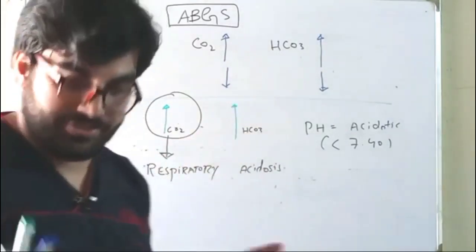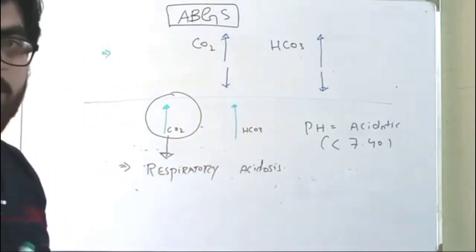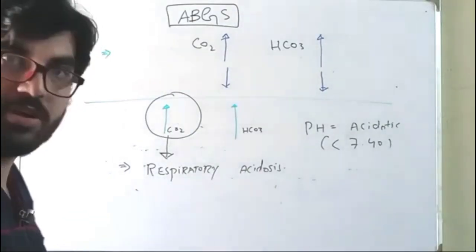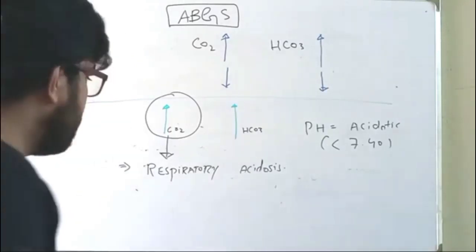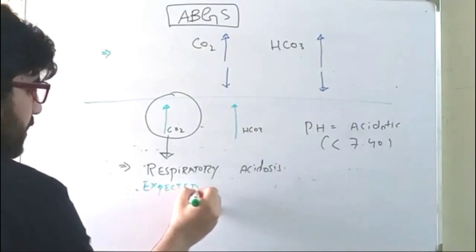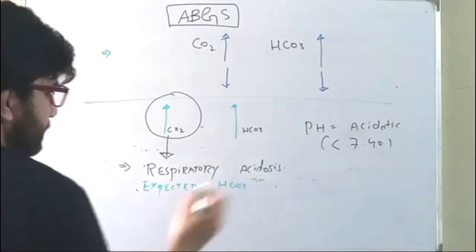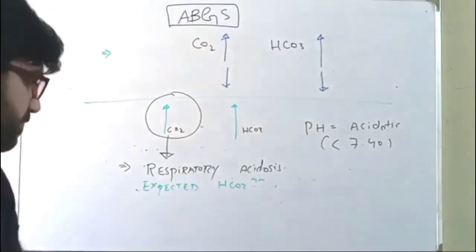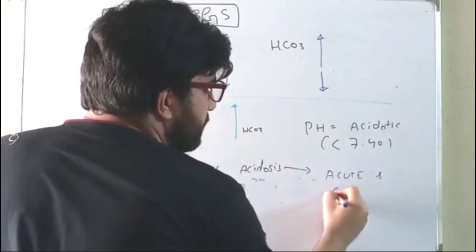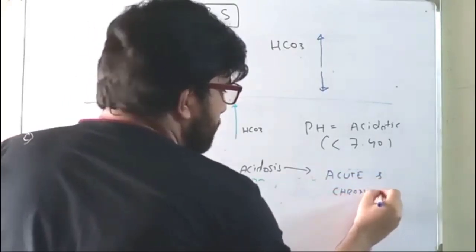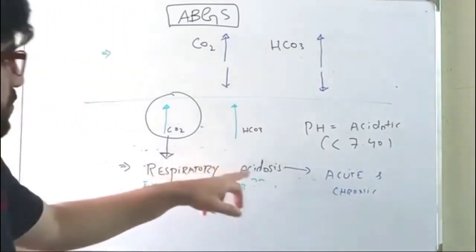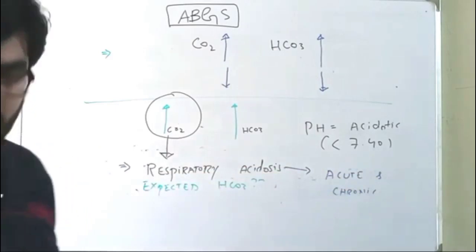Now the other arrow is either the compensation or the problem. How will we find that? Apply formula. So what is the formula for respiratory acidosis? We have to find out the expected bicarbonate. Now respiratory acidosis are of two types, acute and chronic. Before applying formula for respiratory acidosis, we have to find out whether this is acute or chronic.